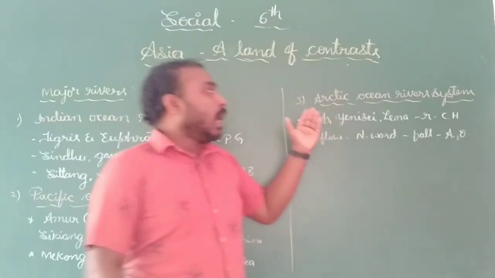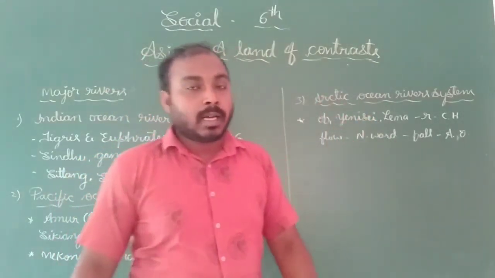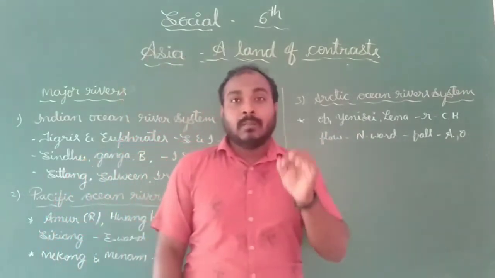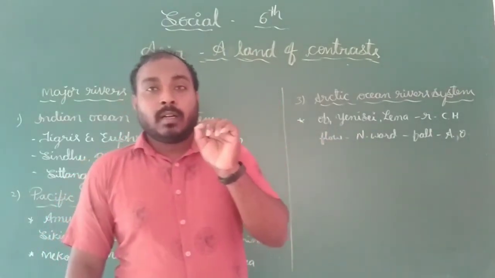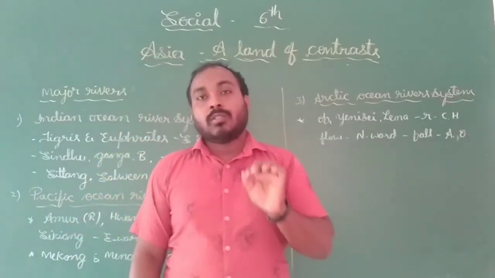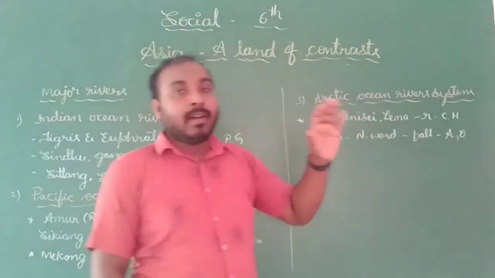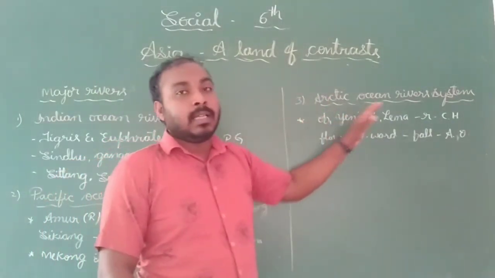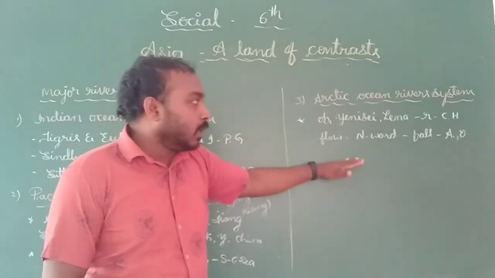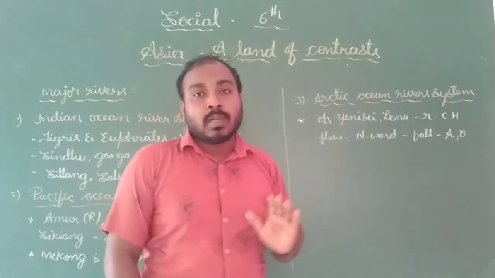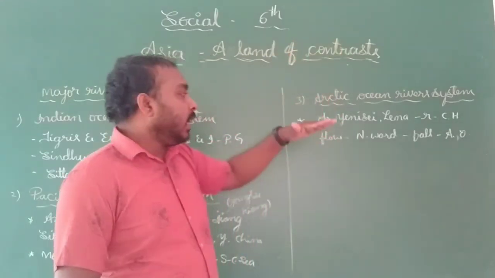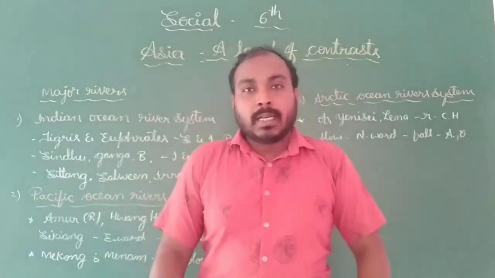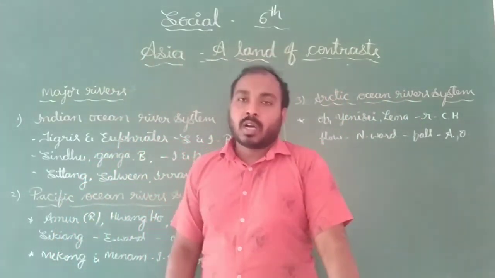The last one is the Arctic Ocean river system. As we know already, it has three important rivers which we learned in the first physical divisions, the northern lowlands or Siberian plain. They are the Ob, the Yenisei and the Lena. These three important rivers flow northward and finally reach the Arctic Ocean. This is all about the important river systems of the Asian continent.